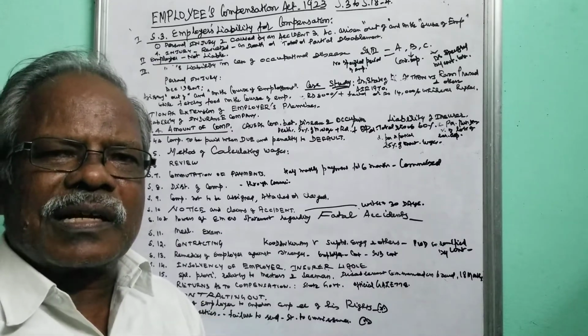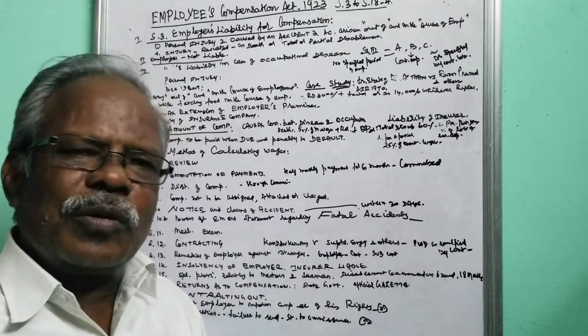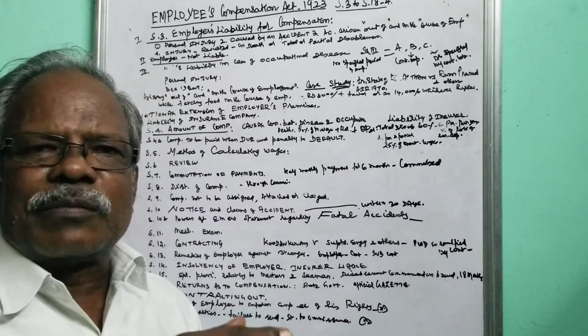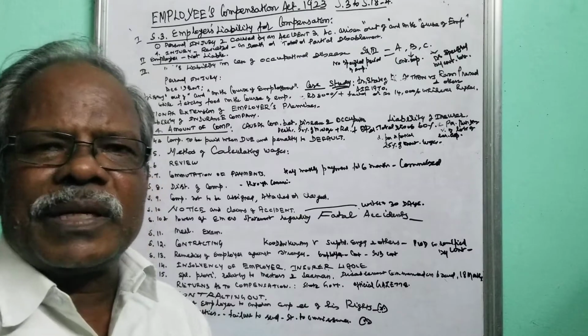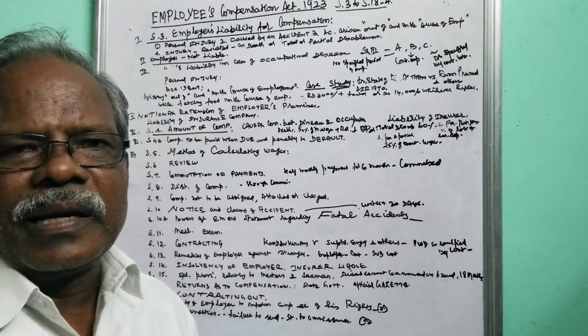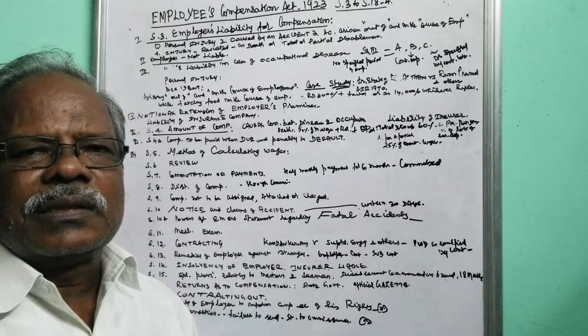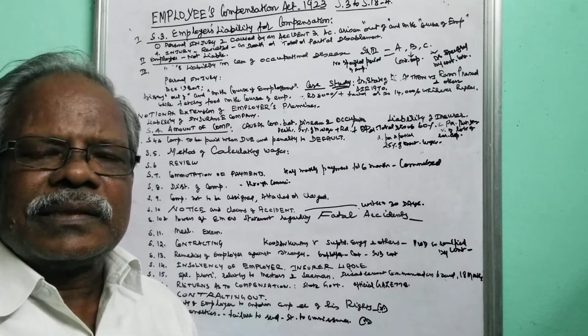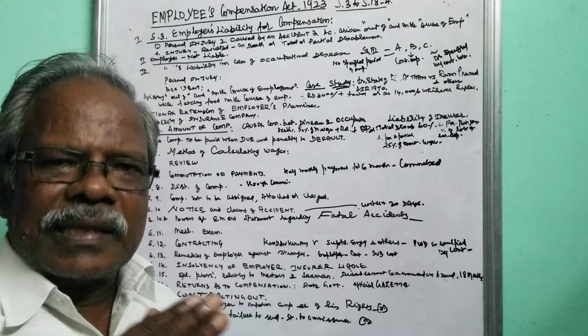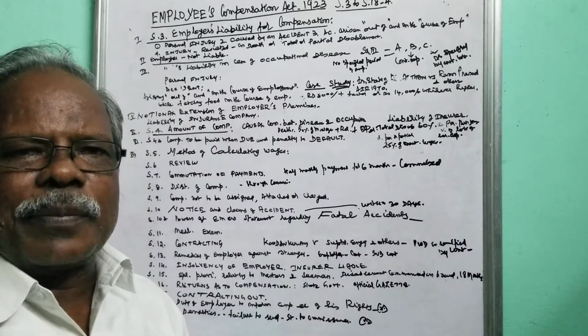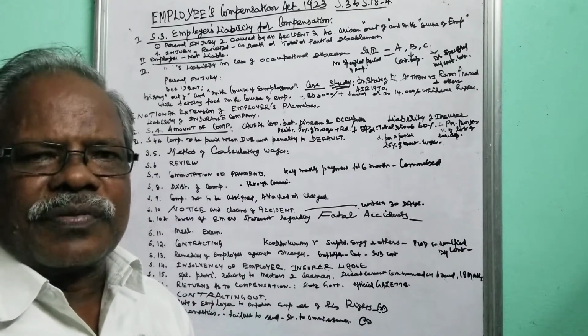From there, after completion of the work, he has to go by the specific train. Like that, some arrangement is there between the employer and employee. And if the accident occurred en route on his journey, then it is considered that the accident happened, the injury happened, in the course of employment.